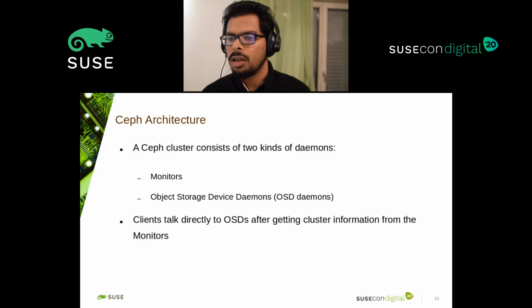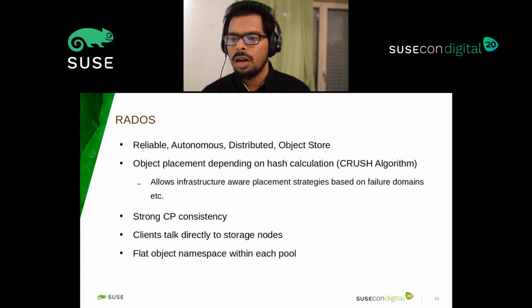And the lowermost API is this thing called RADOS. It's short form for Reliable Autonomous Distributed Object Store. And so you have object placement based on an algorithm called CRUSH, which essentially calculates hashes. So this allows for infrastructure-aware placement strategies. So you can make sure that the data is placed into a domain that always fails when the other domains do not. So for example, you can always make sure that the data is placed in different rooms or different racks, so that if the power goes down on one rack, you can make sure that the two copies of the data are still alive.